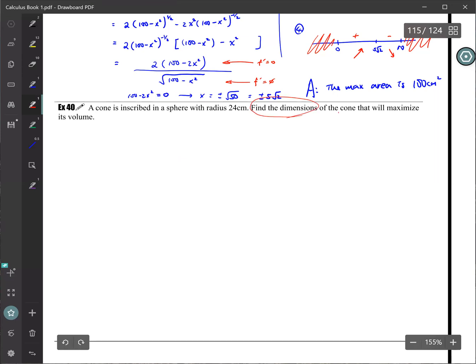So you need to know something about the cone as well, right? To maximize the volume of the cone, right? Because sphere is fixed, right? You want to place a cone inside a sphere. All right, so start with a picture, okay? If you got a picture, can you raise your hand?